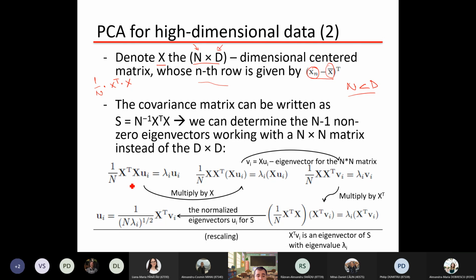First, we write the equation, and the equation was S multiplied with U equals U multiplied with L. This is the covariance matrix. So 1 over n x transpose multiplied with x multiplied with the basis vector ui from the d-dimensional space equals lambda i ui. And now we multiply this with x to the right. So we will write an x here and then an x here. So, sorry, to the left, not to the right.